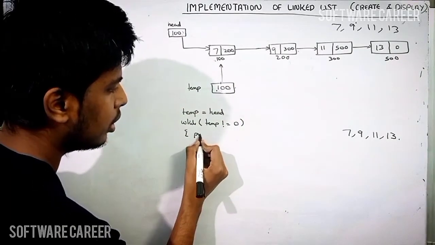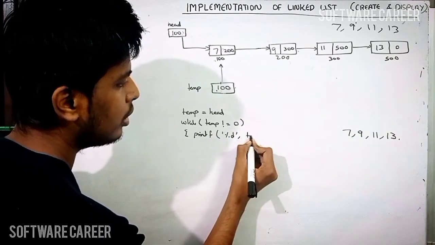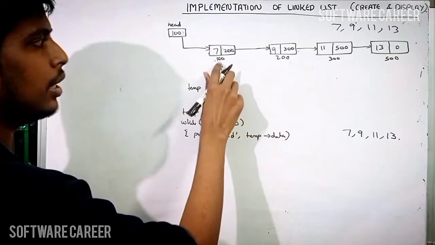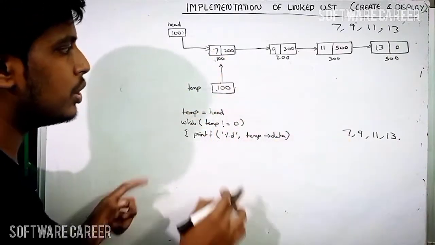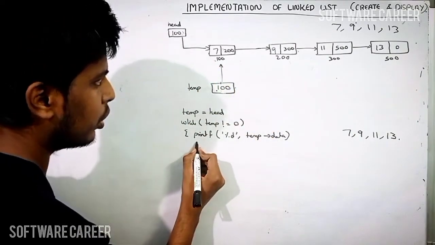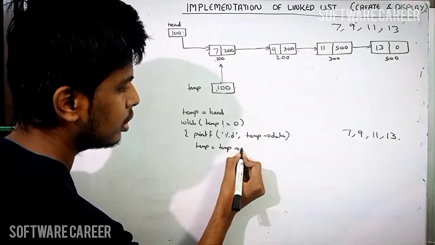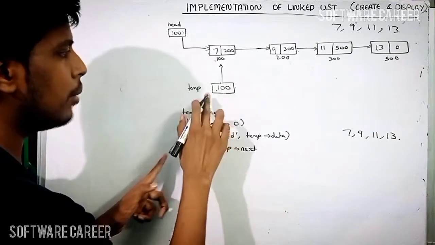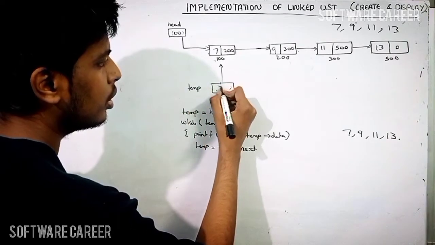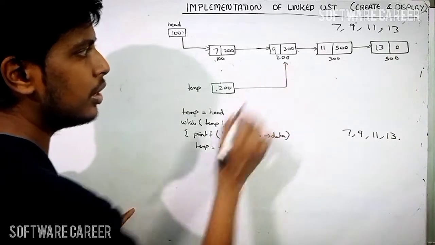So I am writing here printf %d comma temp data. Now it prints 100's data, 7. Now the next step is you should move the pointer to the next node. So I am writing the code: temp equals temp next. Now temp is 100, and 100's next is 200, so I update this to 200. Now this pointer is pointing to the node having address 200.